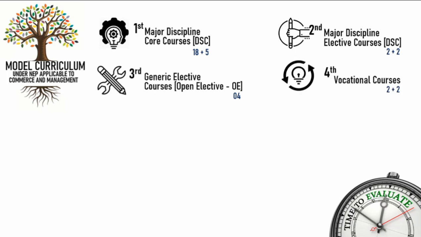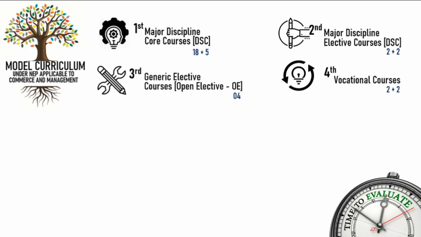Now, the fourth component is something totally new, which was never there in our old structure. These are called vocational courses. What's the difference between a major discipline course and a vocational course? Are these vocational courses related to subjects, or are they non-subject related? The answer is vocational courses can be subject related. In fact, they have to be aligned with the degree the student is studying.